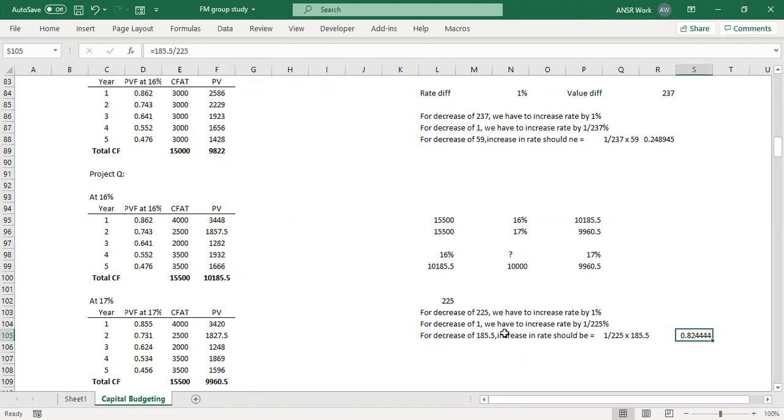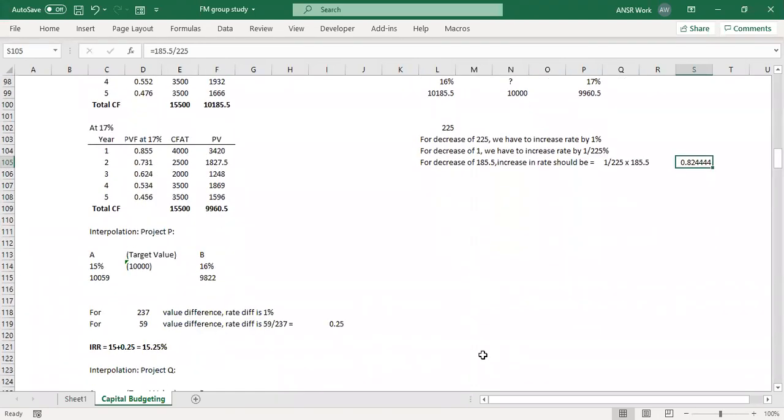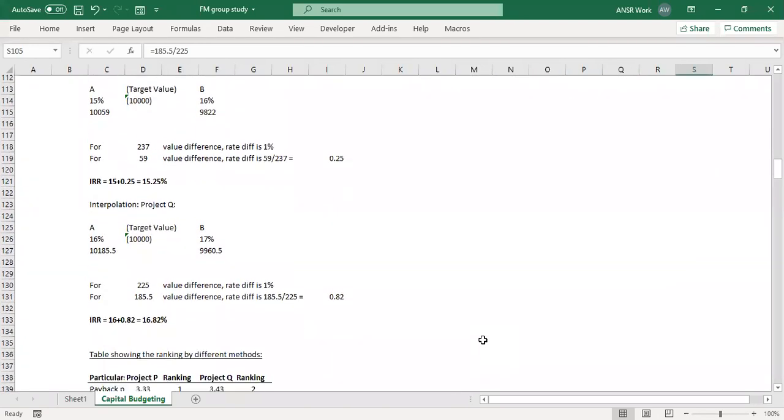16.82. Never forget that. Once we are done with our interpolation, we'll have to add that result to our initial, the smaller percentage. 16 plus 0.82, that comes to 16.82 percent. Any doubts, guys, in this?